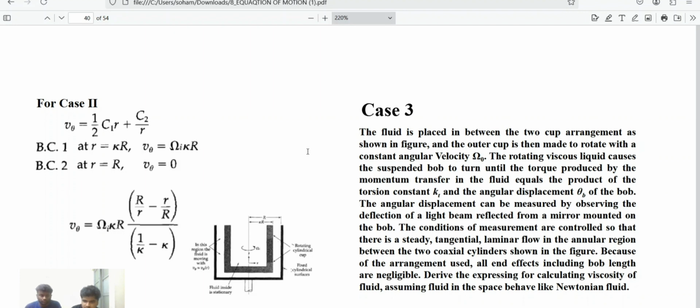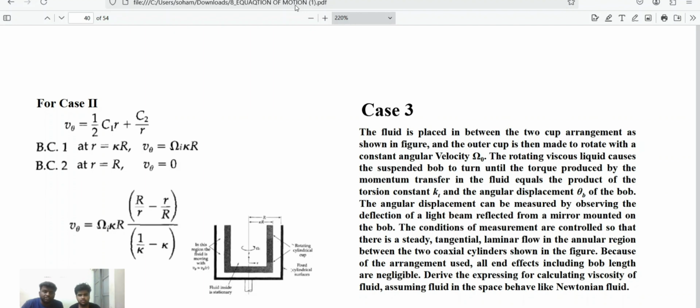The angular displacement can be measured by observing the deflection of a light beam reflected from a mirror mounted on the bob. So what is happening here is that a mirror is placed on the bob, and whenever some angular displacement happens, the beam reflected off the mirror gets deflected. So through that we can calculate the angular displacement. So now Mukesh will further explain.